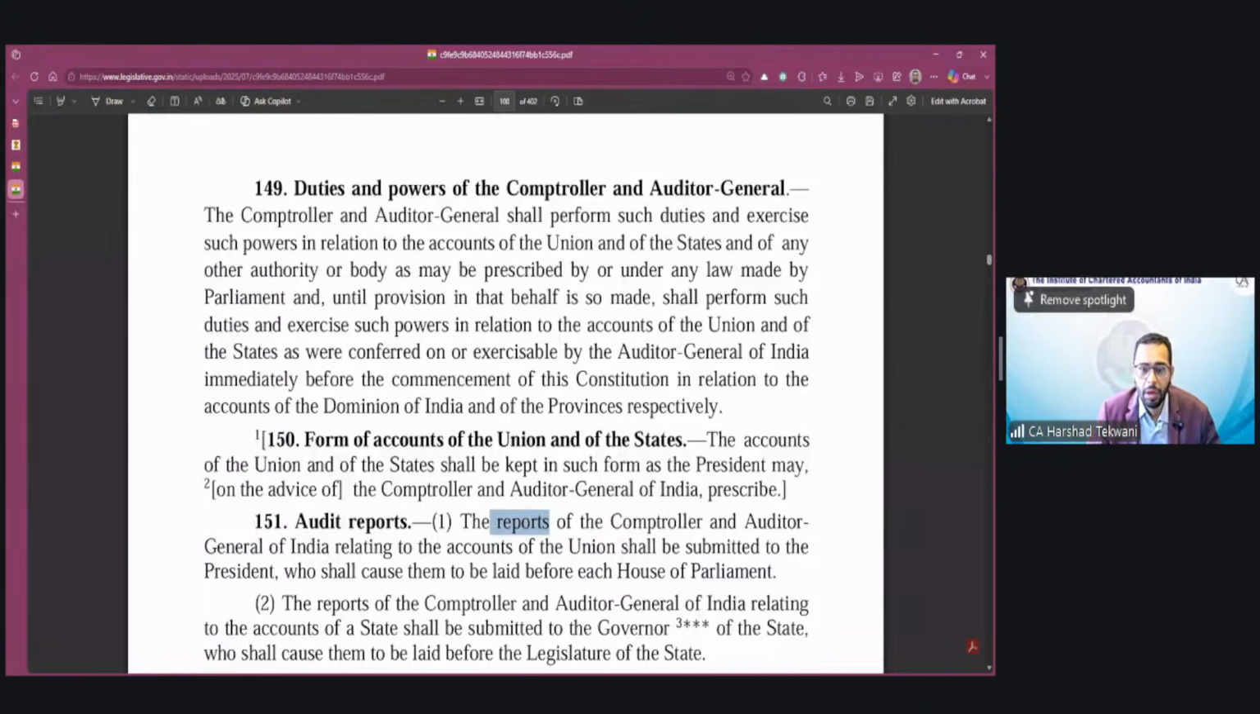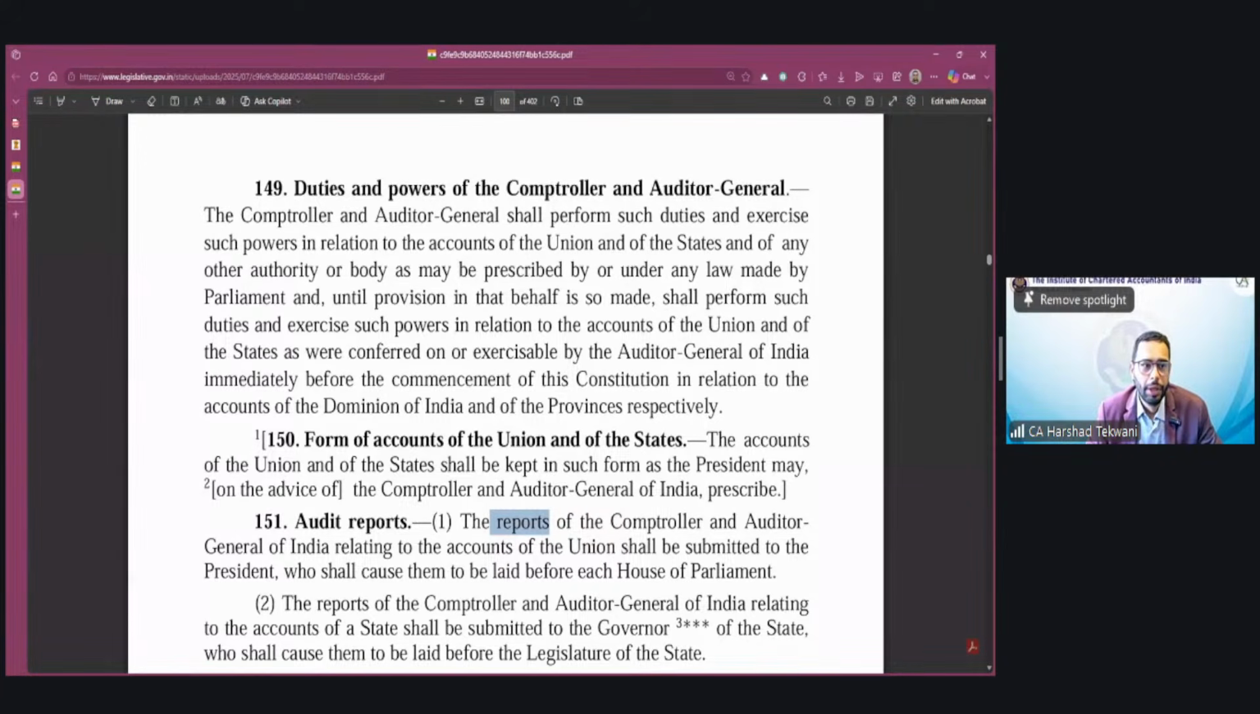Now, when I talk about the CAG Act, can anyone tell me what the key provisions of the CAG Act are which deal with the audit of public sector undertakings? Which provisions are we talking about? Which are relevant over here? Anyone? No? Okay. Let me show you something with respect to that.